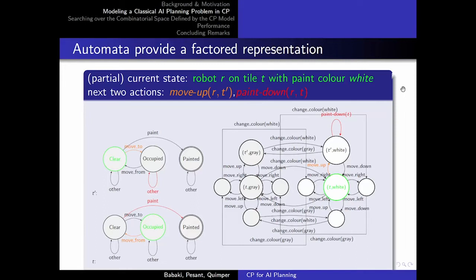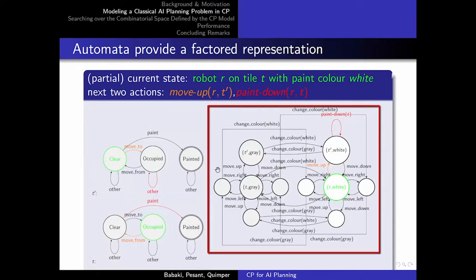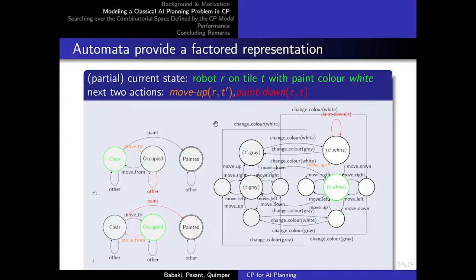Consider, for example, the partial current state where robot R is on tile T with paint color white. You've got 3 automata represented here, one for tile T prime, which lies above tile T, on the left below the automaton for tile T, and on the right, the automaton for robot R. In green, you have the current state of each planning object. So T prime is clear, T is occupied, and the robot is at location T holding color white.